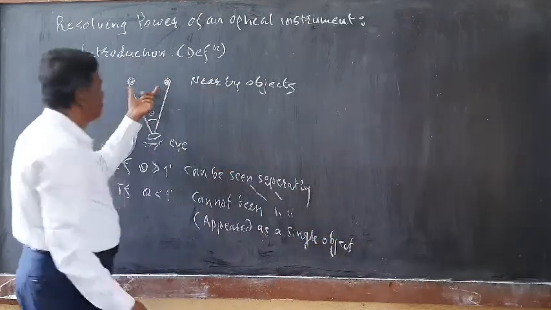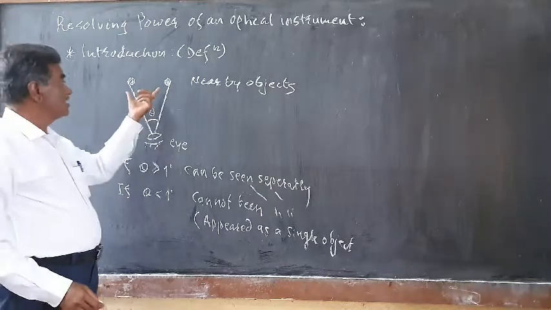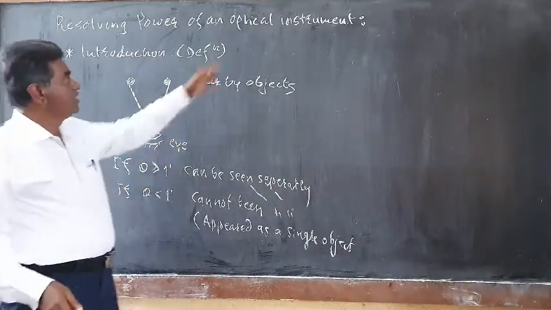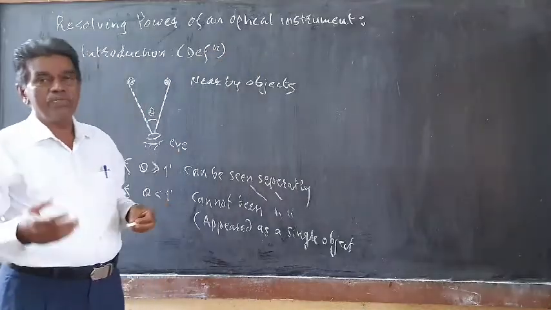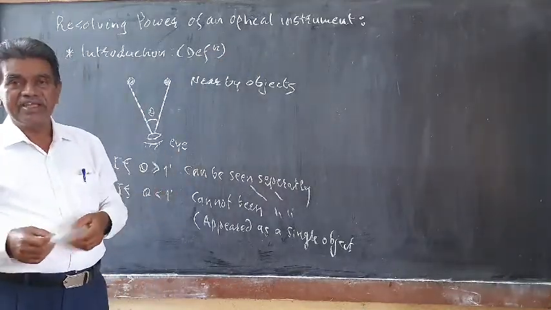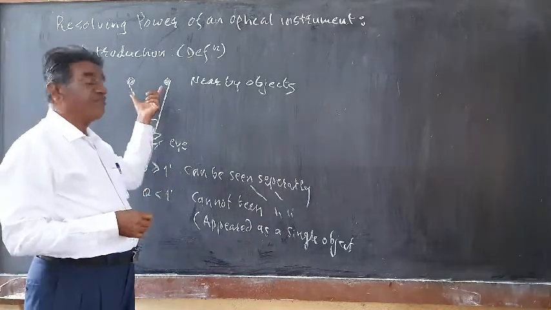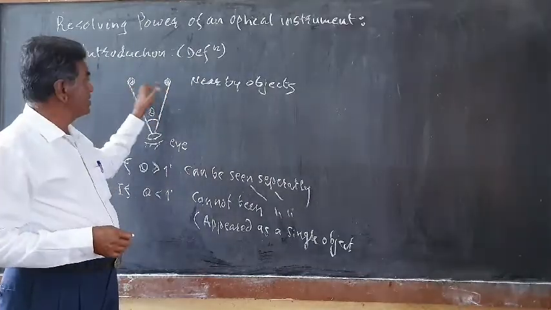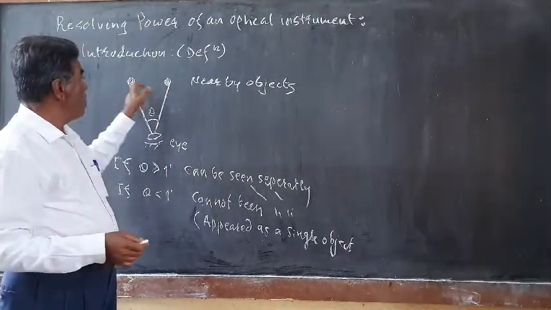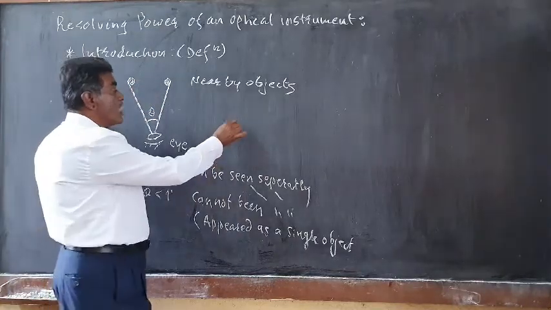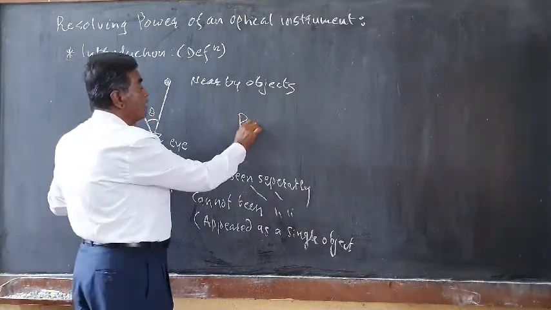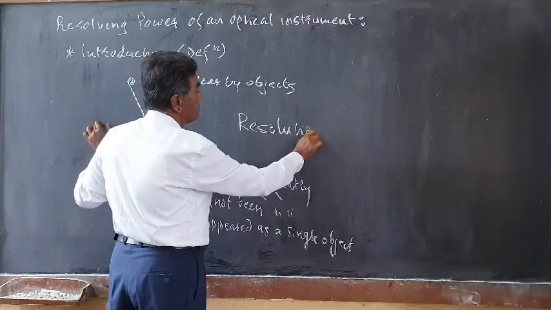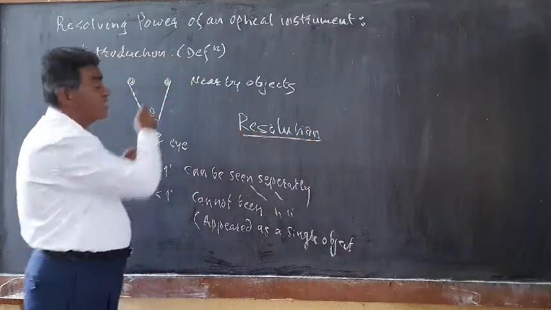Such objects can be seen separately by means of optical instruments like telescope, microscope, prism, grating, etc. The method of separating the images of two nearby objects is known as resolution. What is the resolution? It is the method of separating the images of two nearby objects.